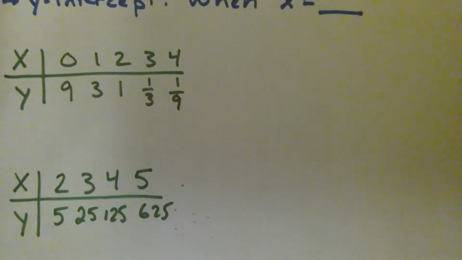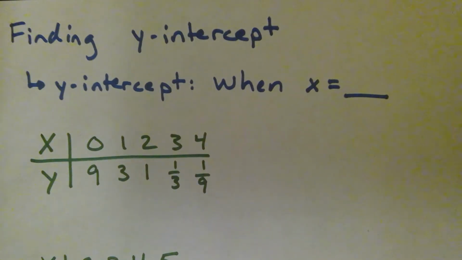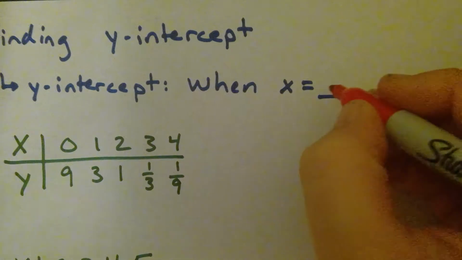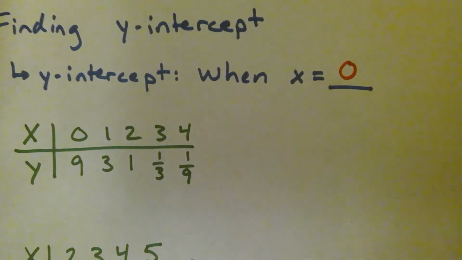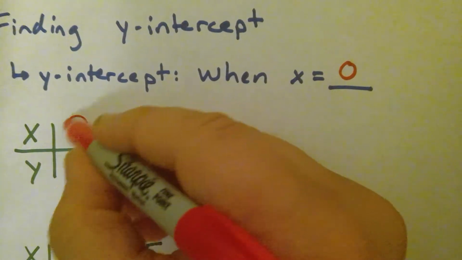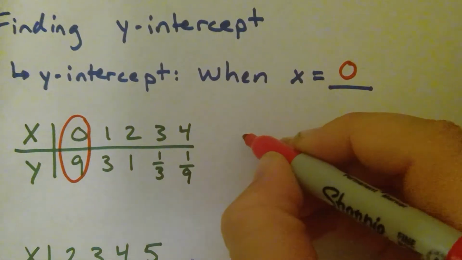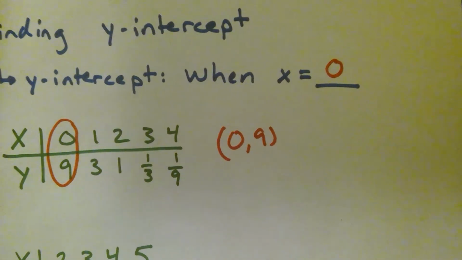Now we're going to look at one last thing here. We're going to try to find our y-intercept from an exponential table. Sometimes it'll be easy for us. Sometimes it won't be as easy. Let's first recall what the y-intercept is. It's when x equals 0. So our y-intercept here is already pointed out for us because x is 0. So our y-intercept is (0, 9). That one's nice and neat for us.